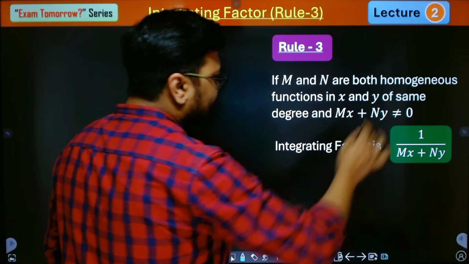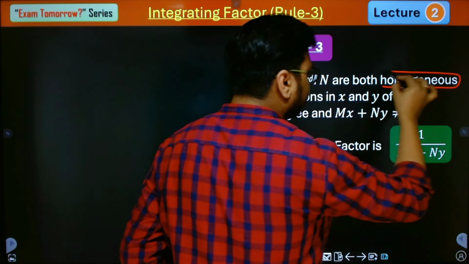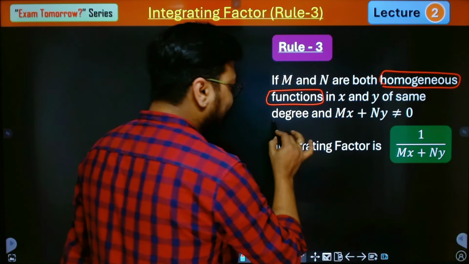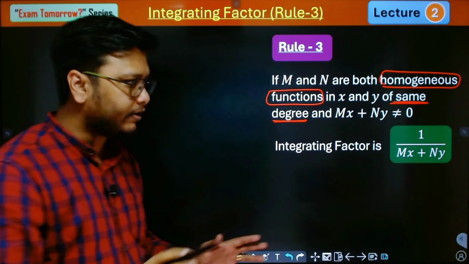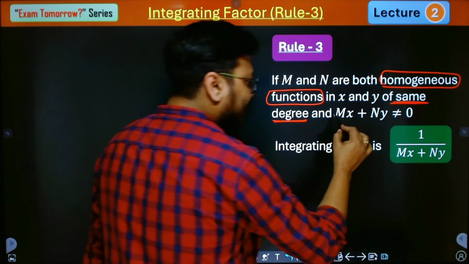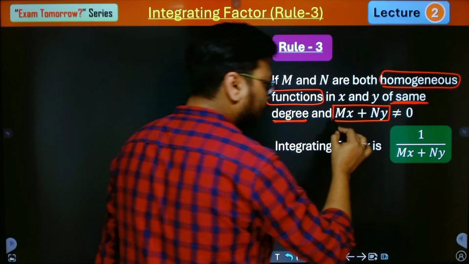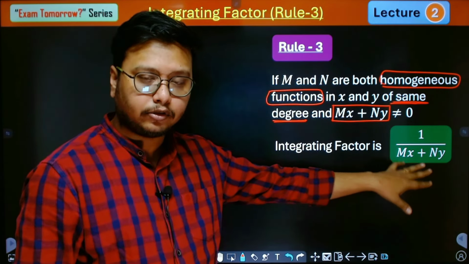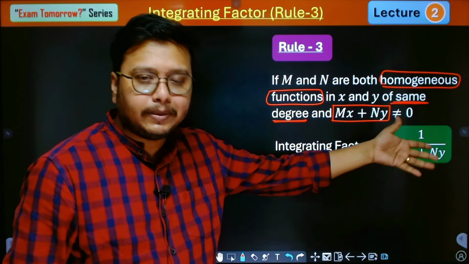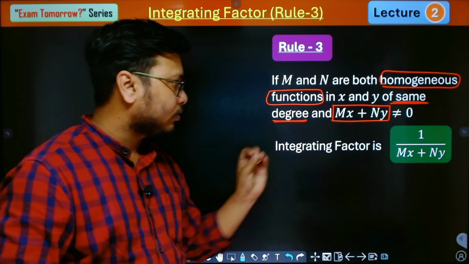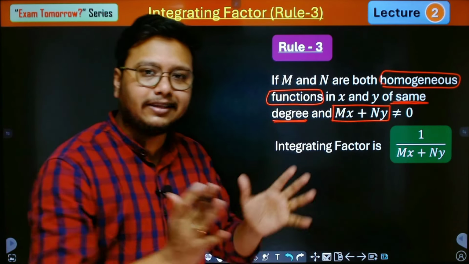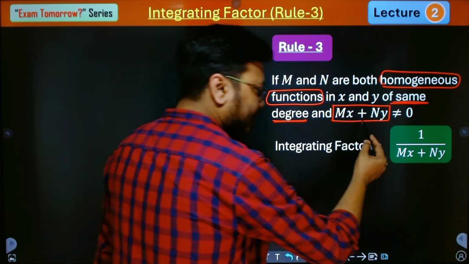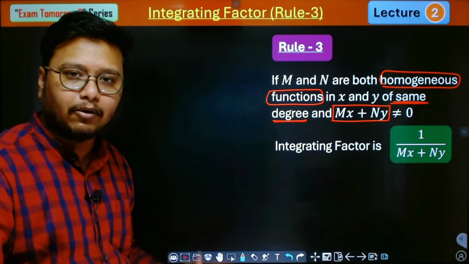It is saying that if M and N are both homogeneous functions in x and y of the same degree, definitely the same degree, not different degrees, and if Mx + Ny is non-zero, why is it required to be non-zero? Because the reciprocal of this is going to be our integrating factor. If this is 0, then 1/0 would be undefined, so we need to make sure it is not becoming 0. Generally it doesn't become 0 in rule 3 questions. So if it is non-zero, then 1/(Mx + Ny) is our integrating factor.